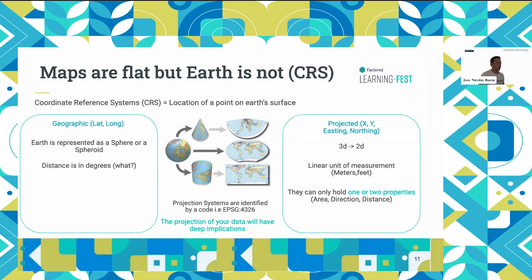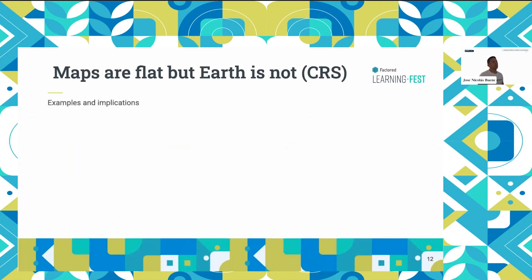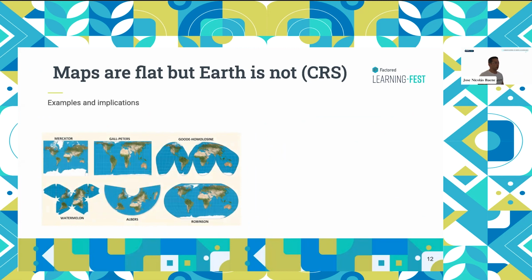So this is a message. I wanted to show you some of these transformations that I was telling you. We have the Mercator projection on the top left. That's the most common one that you will find everywhere. And then we have some other weird ones.